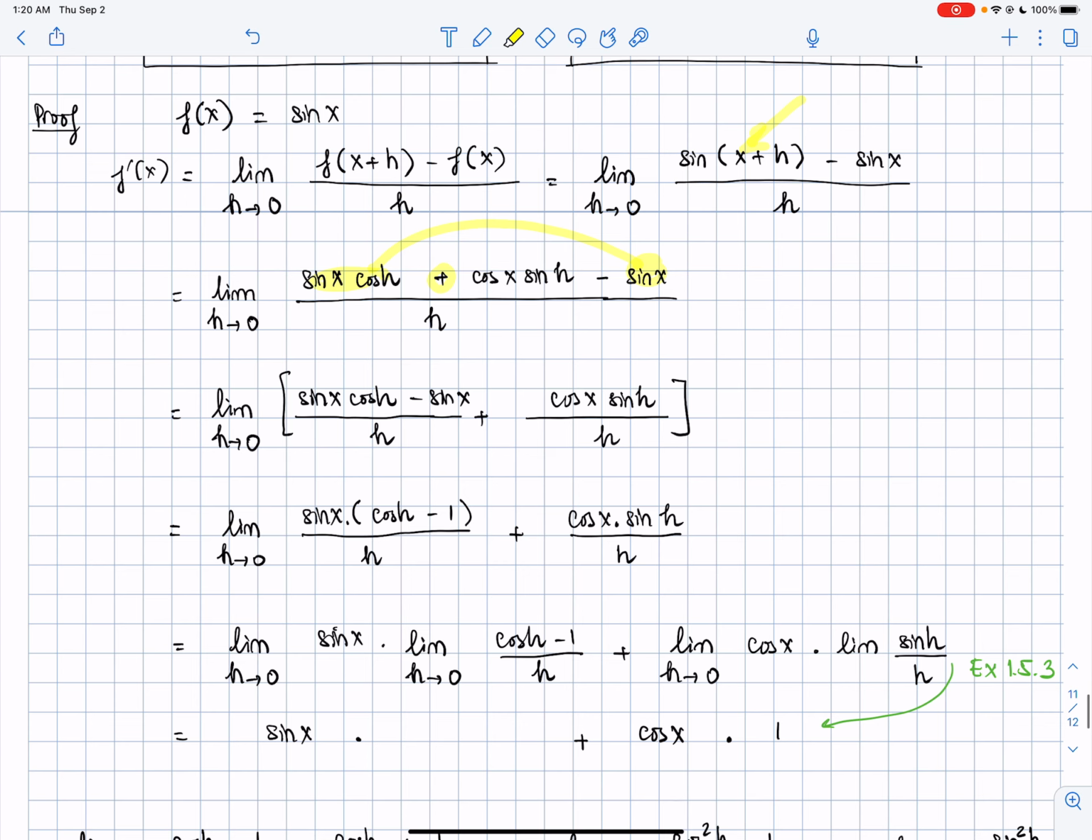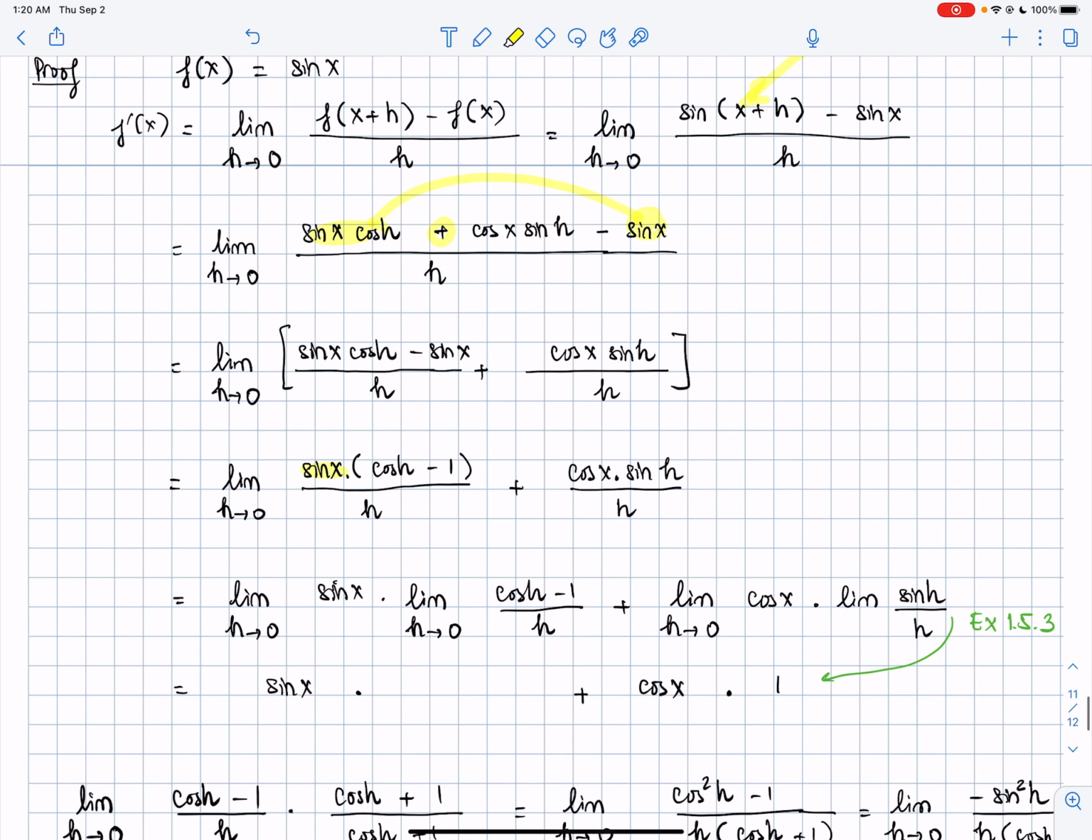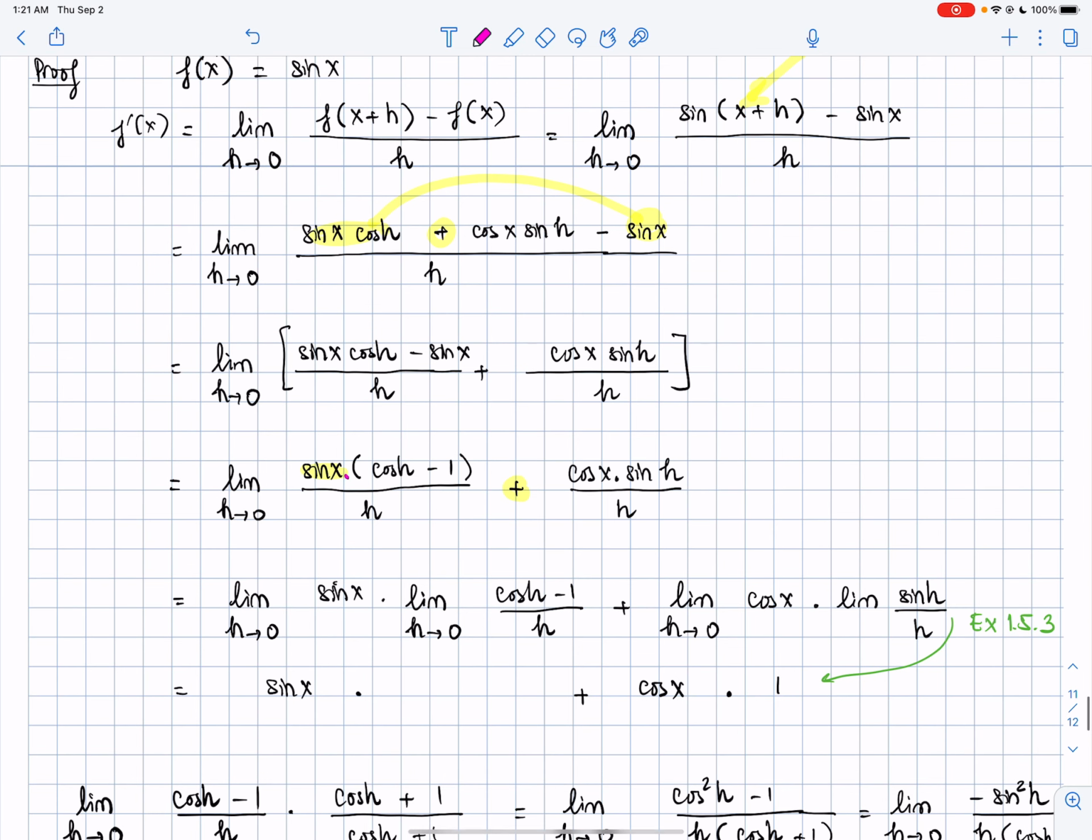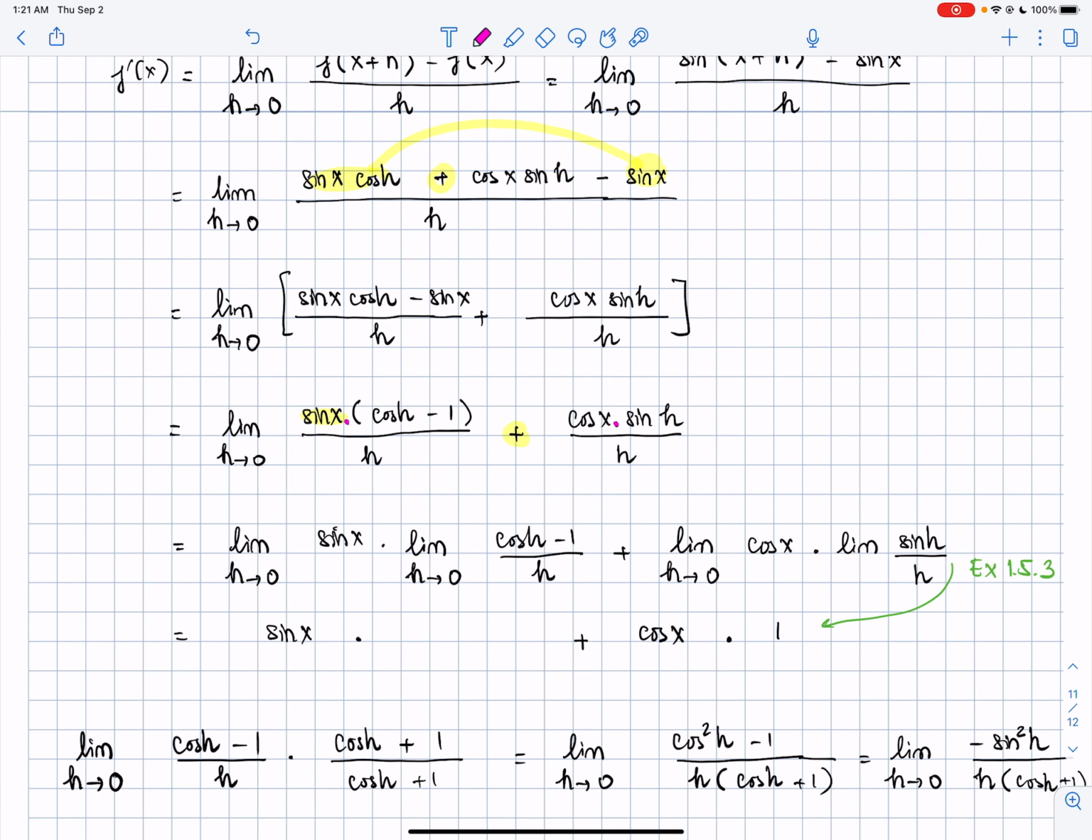Then I factor out the sine of x. So I got this. You notice that we have a plus sign in between, so the limit of the sum is the sum of the limits. And also we have a multiplication between the functions, so we can separate them with the multiplication. So we have the step below.